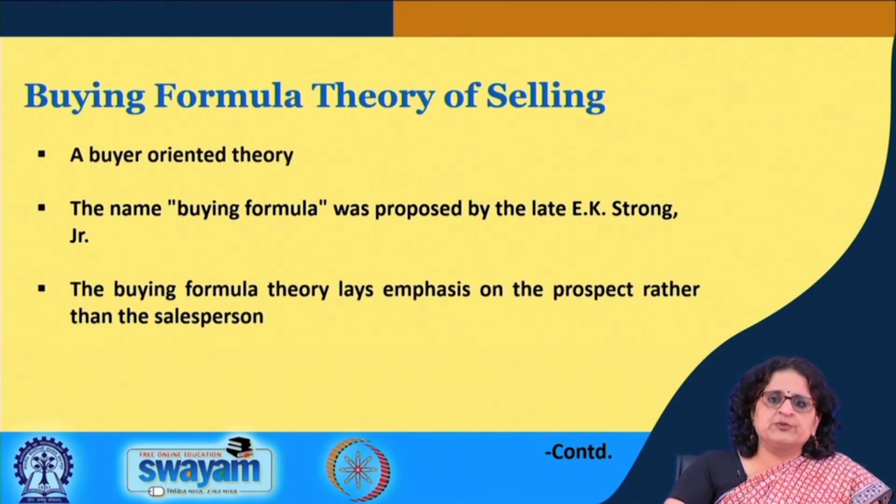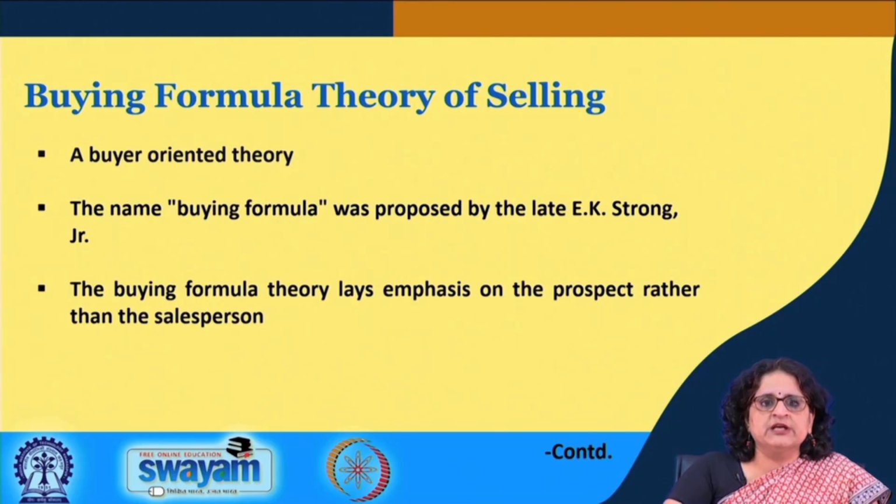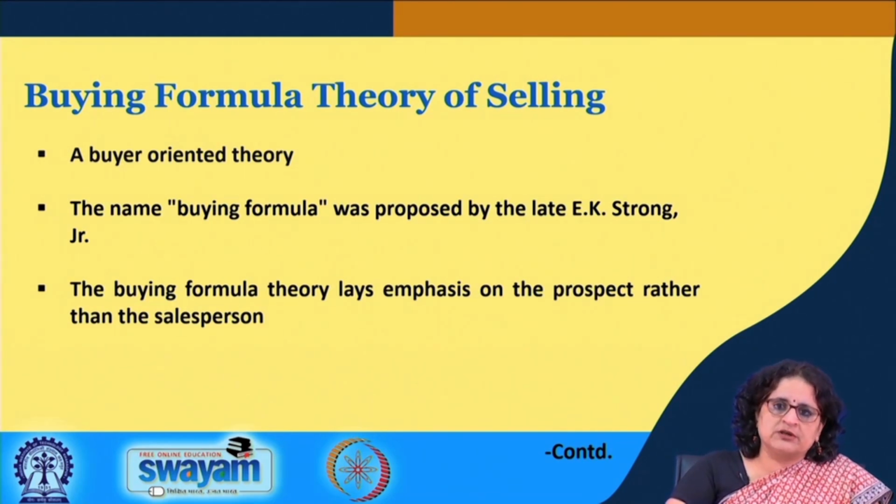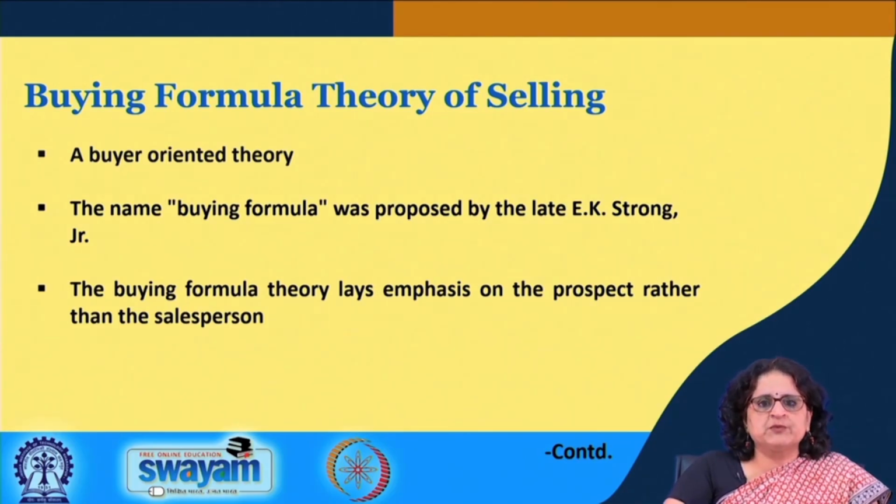The third theory which we will talk of is the buying formula theory of selling, and as the name goes, this particular theory is a buyer oriented theory. The name buying formula was proposed by Professor Strong. Of course, there were a lot of versions proposed earlier, but we shall be talking about the version proposed by Professor Strong, and this theory lays emphasis on the prospect rather than on the salesperson.